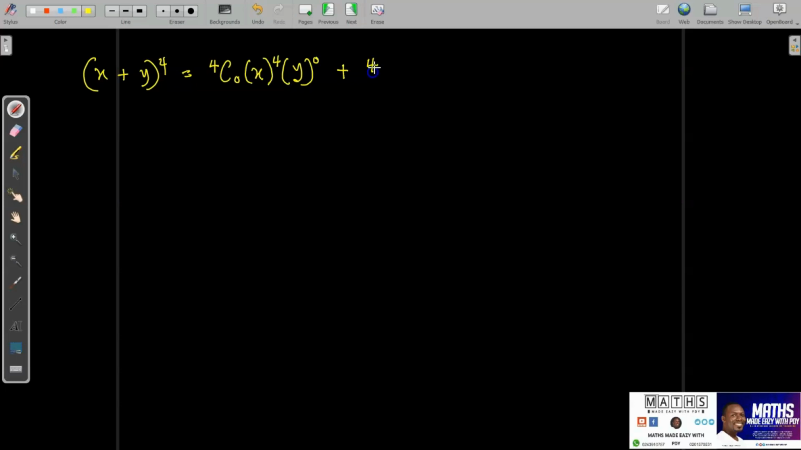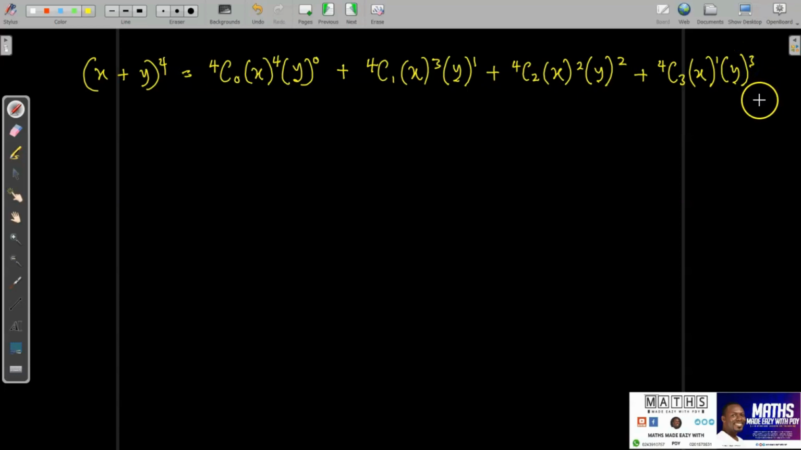Going further, plus the next term will be 4 combination 1, multiplying x to the power what value? Multiplying y to the power what value? So 1. Then plus the next term, what will be the combination rule? 4 combination 2, multiplying x to the power 2, y squared. Plus, continue. What combination? 4 combination 3, x to the power 1, y to the power 3. Are we done? Yes, sir. The last one will be 4 combination 4, x to the power 0, y to the power 4.